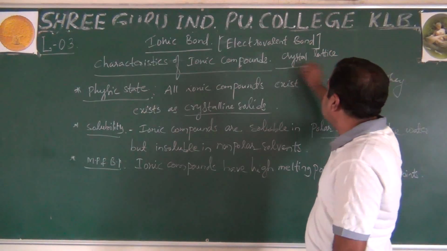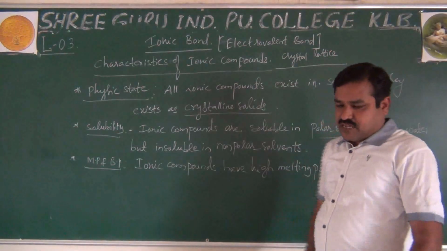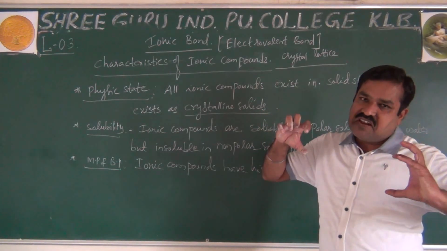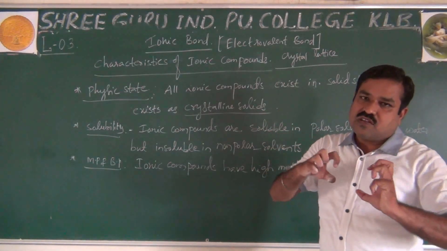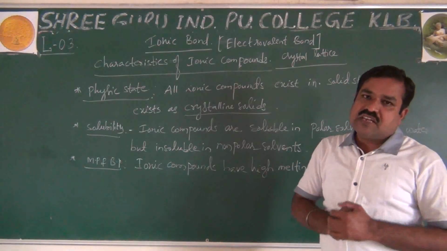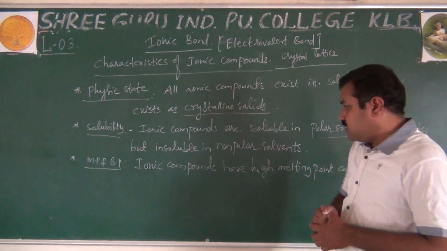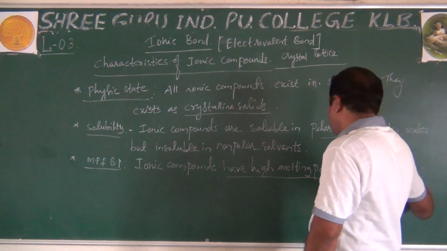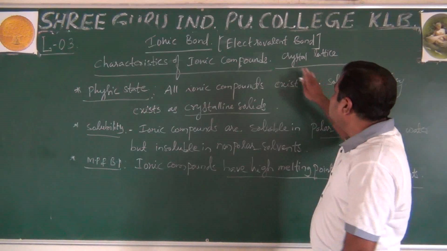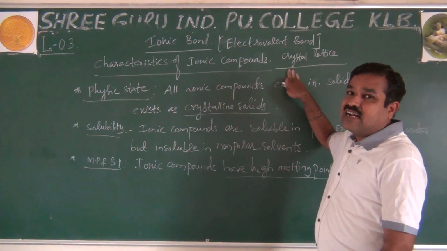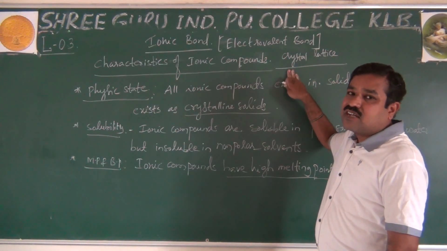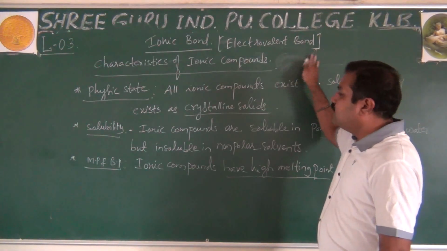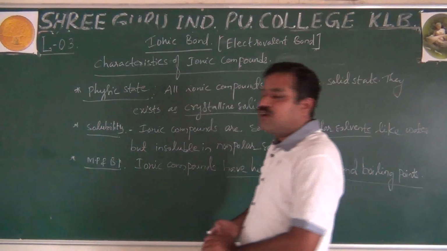This crystal lattice is the basic unit of all crystalline compounds in which cations and anions are held very tightly through ionic force. If we want to break that, we need more energy. That's why ionic compounds are having high melting point and boiling point due to they are tightly packed in the crystal lattice, which is the basic unit of all crystalline compounds. That will come in the next year in solid state chemistry.